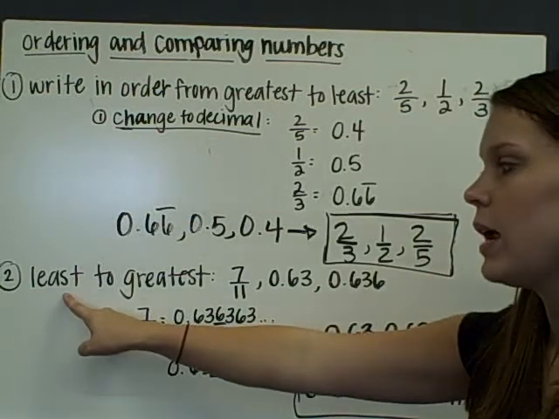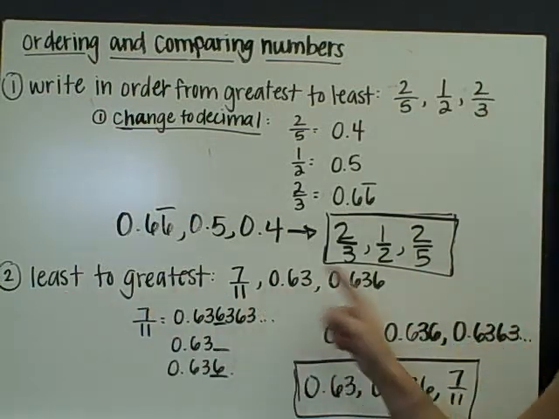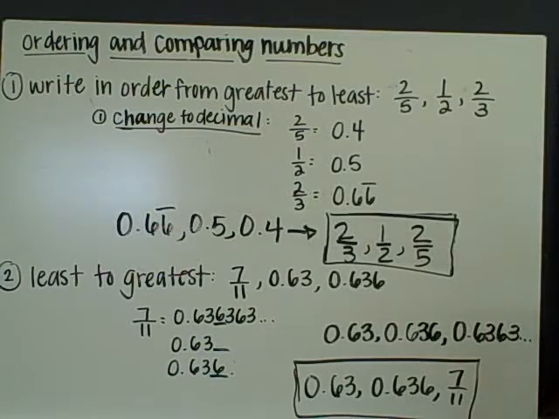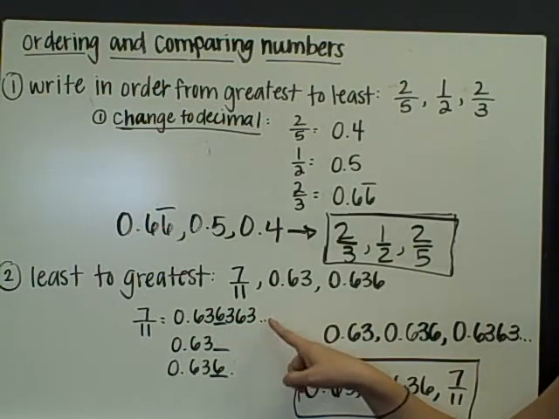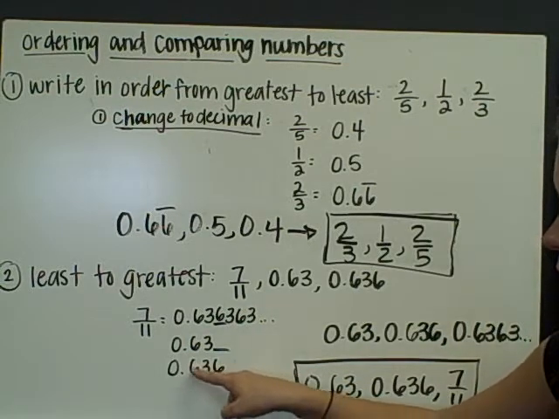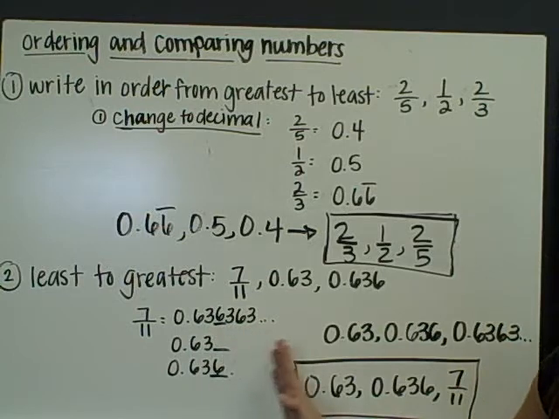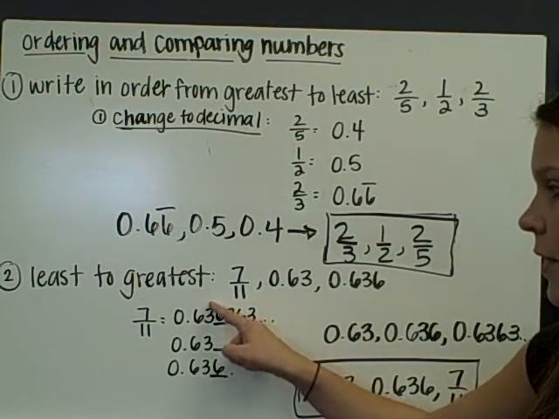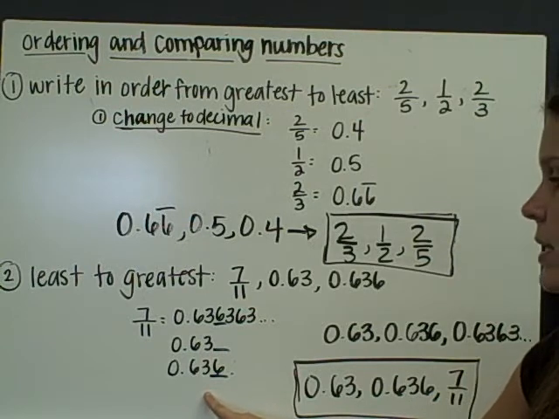The second one we have from least to greatest. Here we have fractions and decimals. We're going to change the fraction to a decimal, which you see right here. Now we're going to compare them to determine which one's the largest number, which one's the smallest, and which one falls in the middle. As you can see, in the tenths place they're all the same, so we need to continue to go to the different place values until we see a difference. In the hundredths place, we see all 3s.